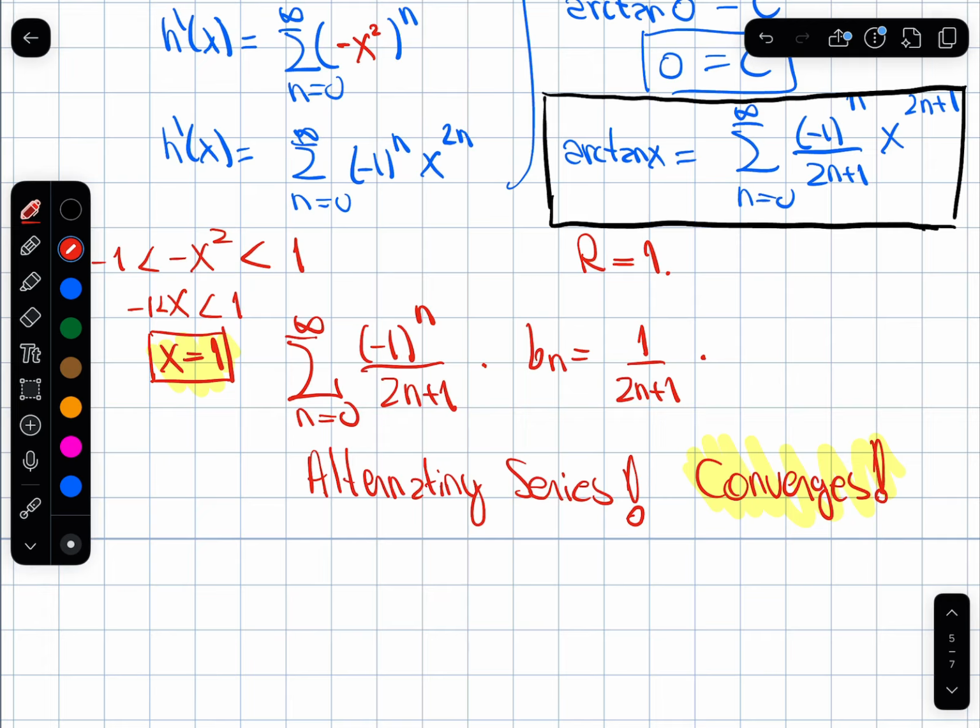Now I've got to also check the other endpoint, x equals -1. And we've got to see, again, my expectation will be that it will diverge, but I have to go and check, right? I never know. So, gotta check mathematically.